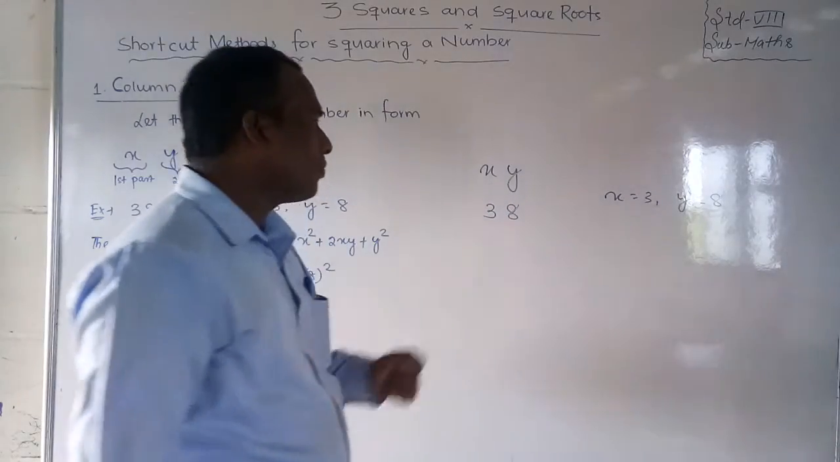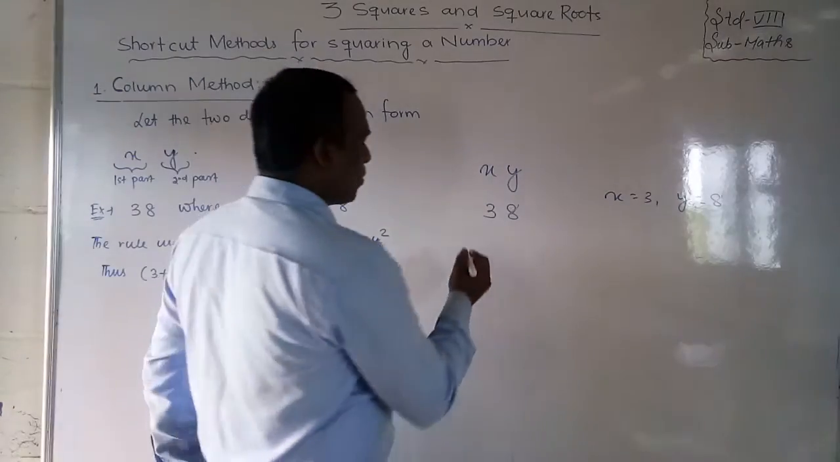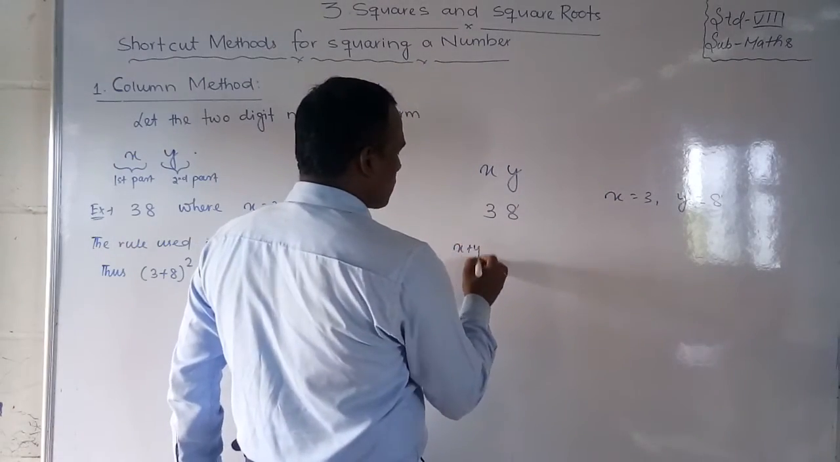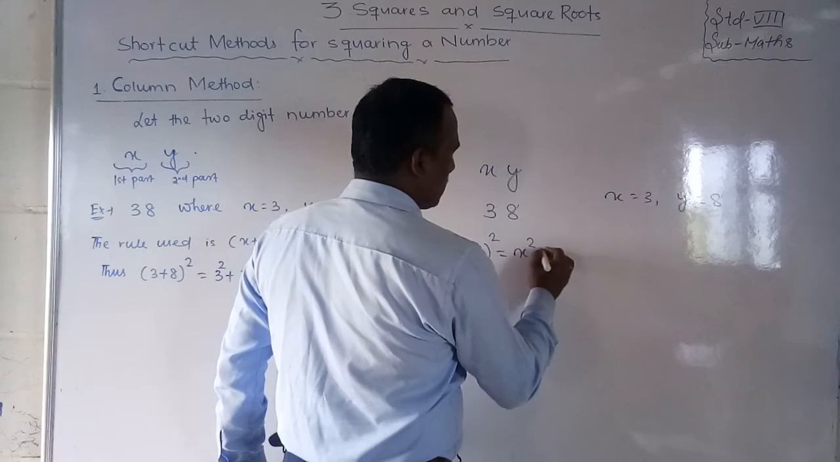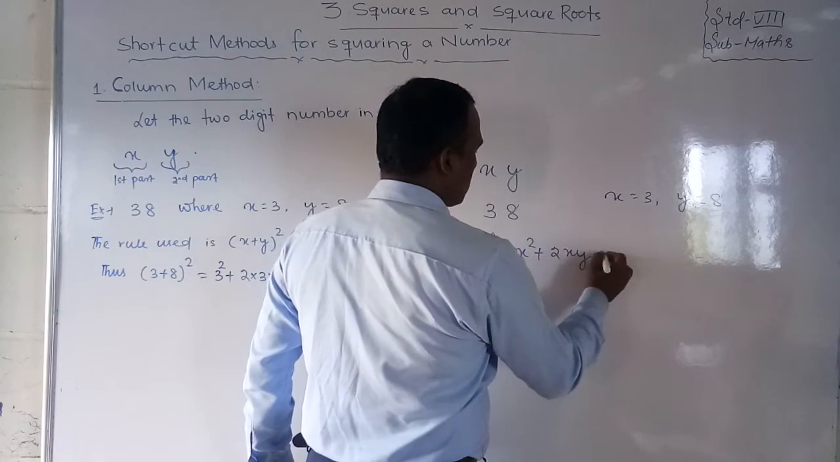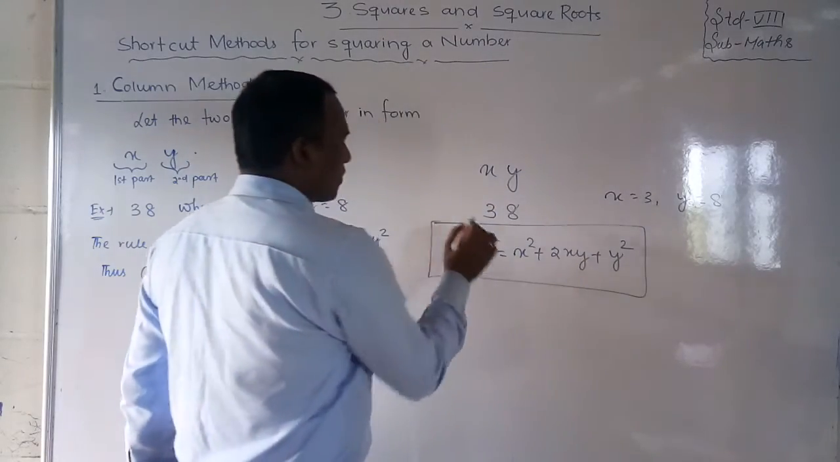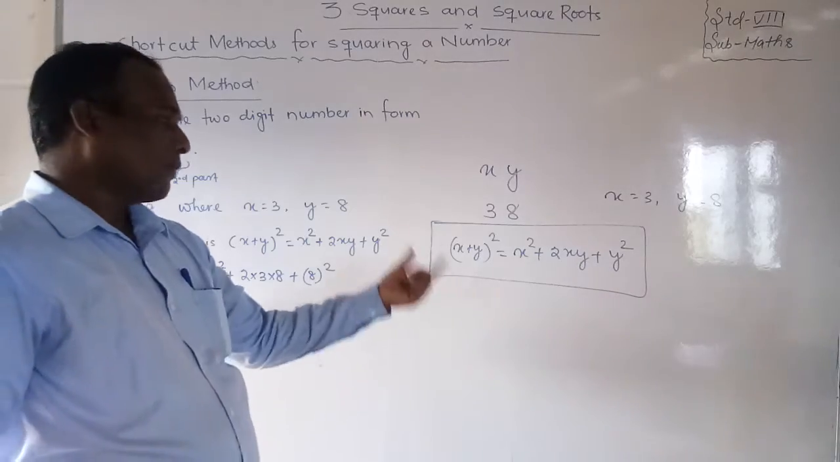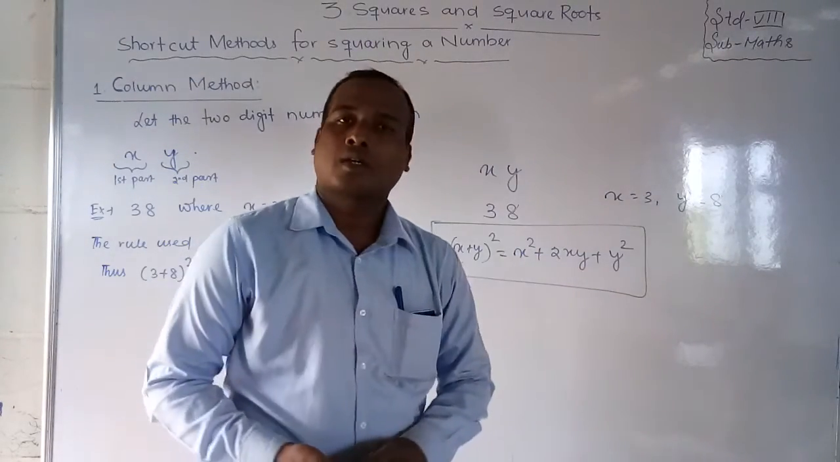Very good. Now, according to the (a plus b) whole square formula, we use (x plus y) whole square, which is x square plus 2xy plus y square. This is one formula, friends, and you should remember it. By using this formula, we find the square of the two-digit number.